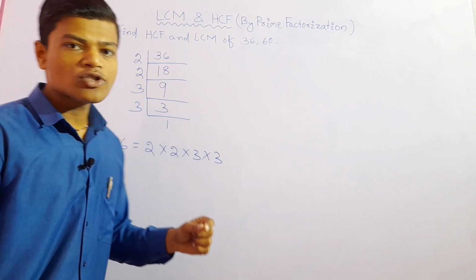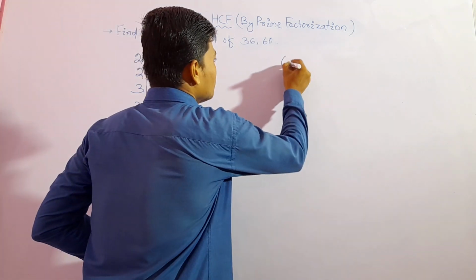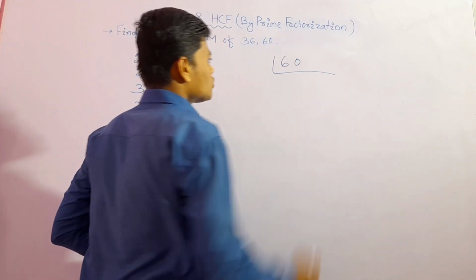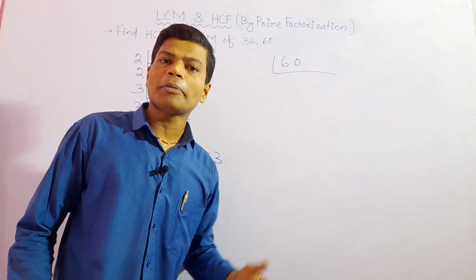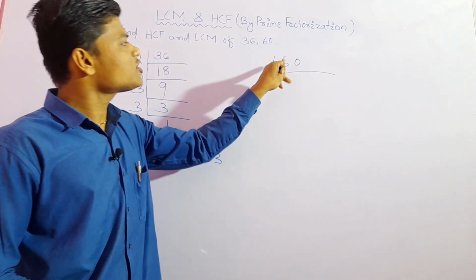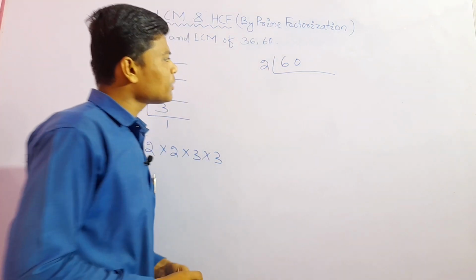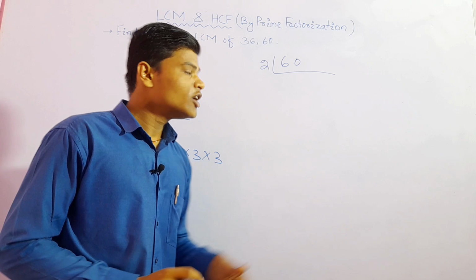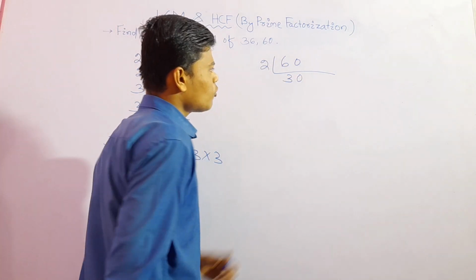Okay, now like this we have to prime factorize 60. Look, we have to divide 60 by the lowest prime number possible till we get 1. 60 is also divisible by 2, so let's put 2 here. Like simple division, we divide 60 by 2. 2 threes are 6, and 2 times 0 is 0. Now we have 30 here.